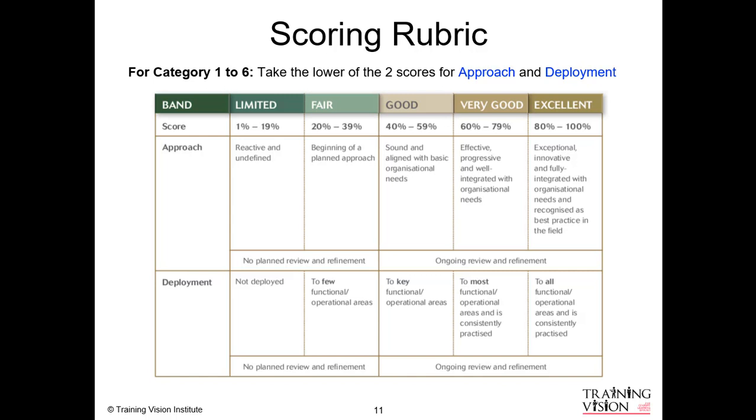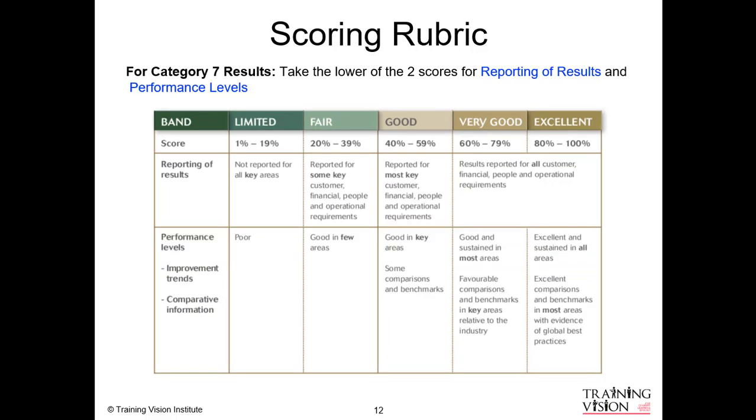This is the scoring rubric for category 1 to 6. We will take the lower of the 2 scores for approach and deployment. This is the scoring rubric for Category 7, Results. We will take the lower of the 2 scores for reporting of results and performance levels.